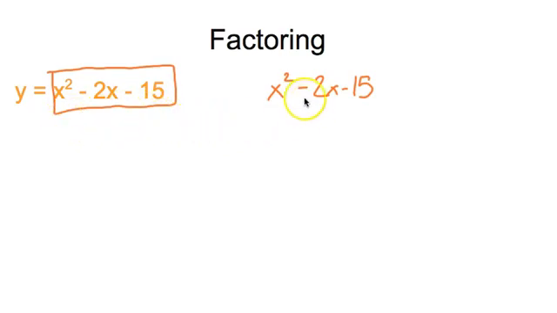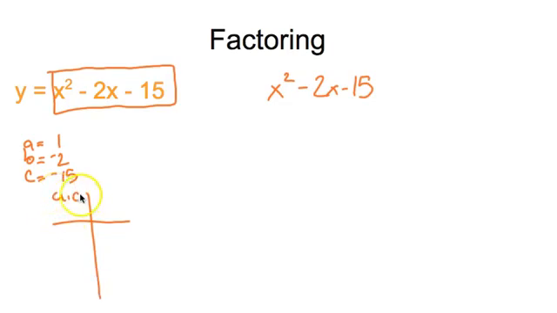So we'll take this one, and if you'll remember, to factor one of these trinomials, I have to find a, b, and c. A in this case is 1, b is negative 2, and c is negative 15. And then I want to find factors of a times c, which is negative 15 in this case, that add up to b.